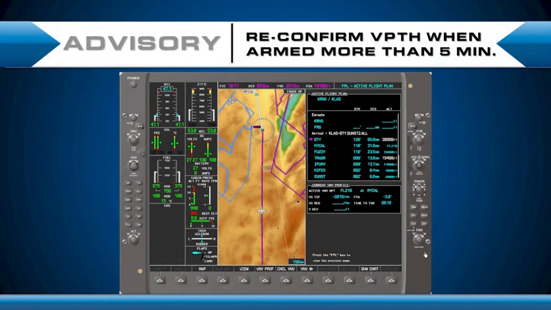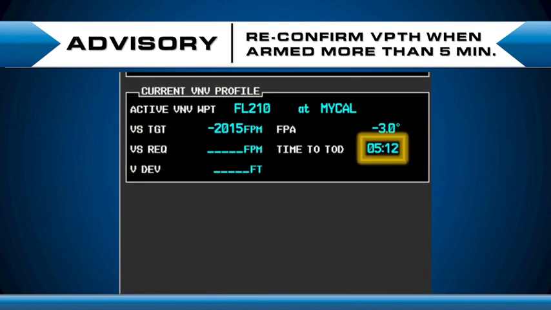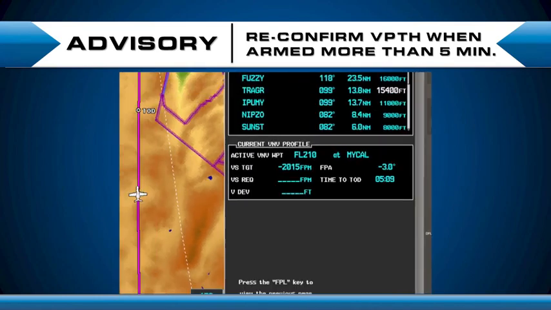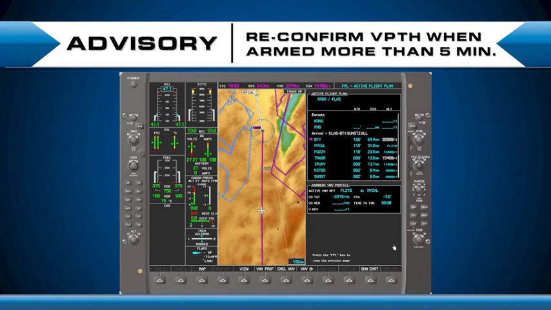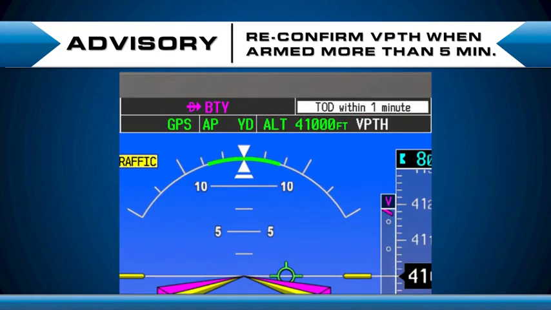Now I have an advisory for you, and that is we have to reconfirm VPath when we've armed it more than 5 minutes. Take a look here at the current VNAV profile. Notice that it says my time to the top of descent is greater than 5 minutes. So when we go to the PFD and we take a look here, watch what happens. Vertical track. My vertical track goes alive. VPath is flashing in white. That means the flashing that the mode will not go active.